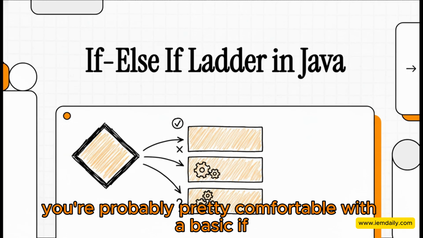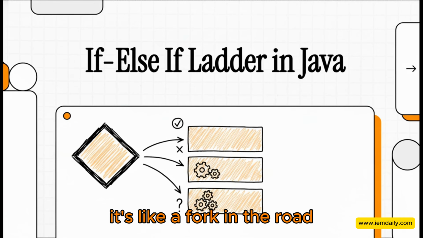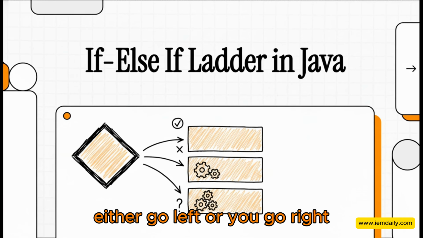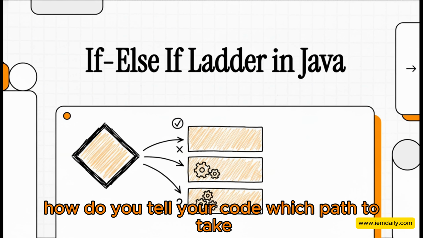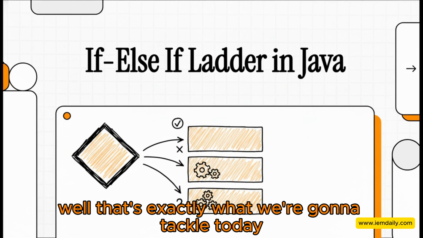So in Java, you're probably pretty comfortable with a basic if-else statement, right? It's like a fork in the road. Either you go left or you go right. Simple. But what happens when you get to a roundabout with like 5 different exits? How do you tell your code which path to take? Well, that's exactly what we're going to tackle today.